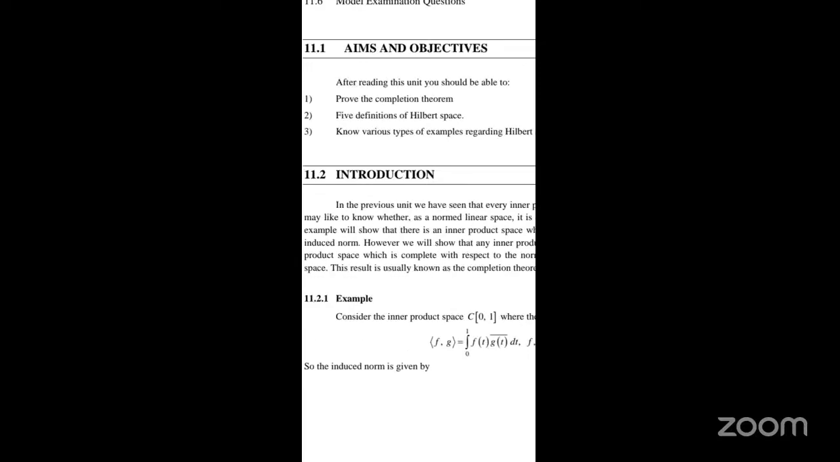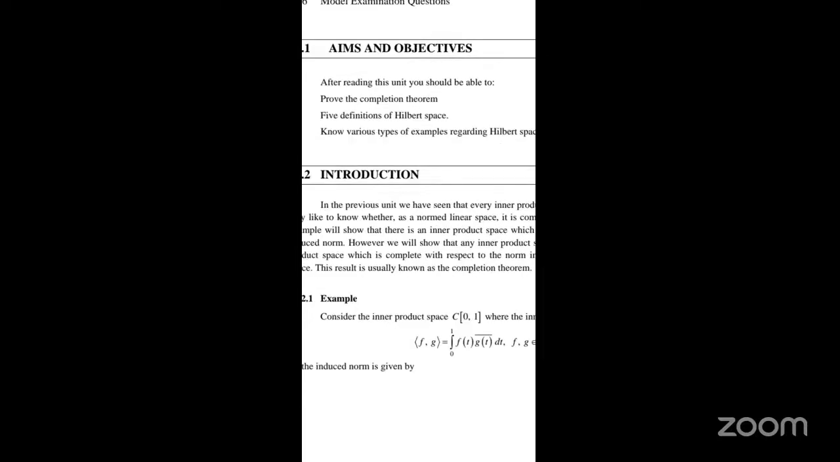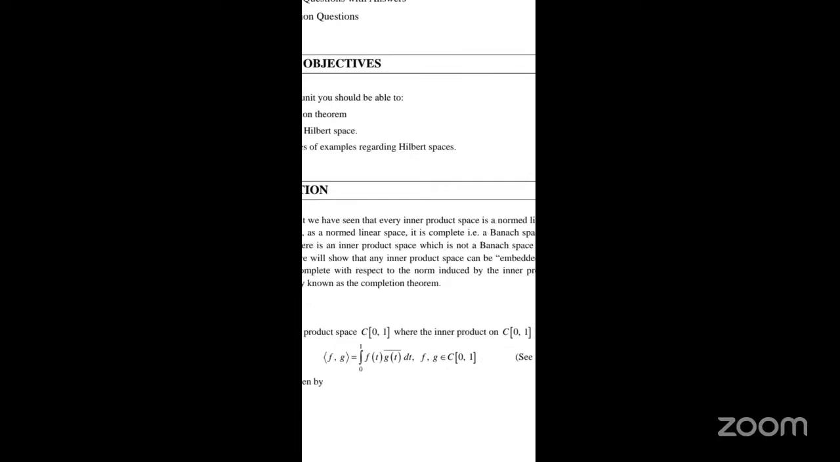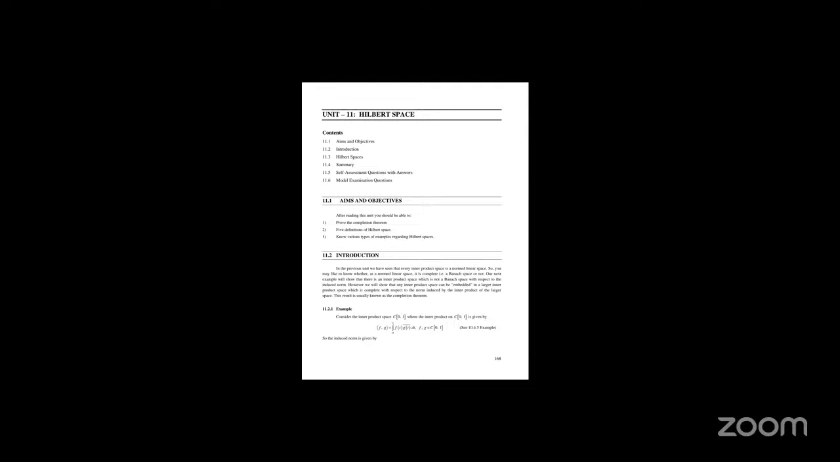Now, here consider the inner product on C of the closed interval [0, 1], which is given by the following. This is one of the examples, and the completion theorem is also relevant here. See this example: the inner product of f and g equals the integral from 0 to 1 of f(t) times g(t) bar dt. Now, this is the set of all continuous functions in an inner product space, where f and g both belong to C of the closed interval [0, 1].